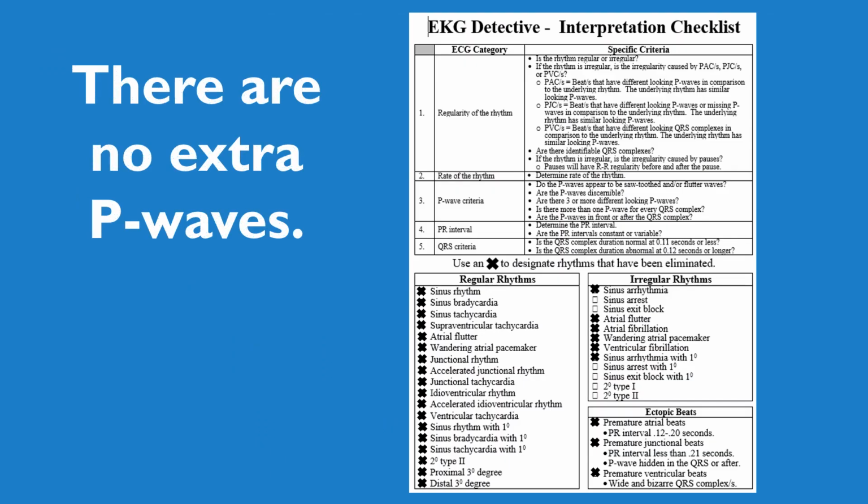For those working through the checklist, since there are no extra P waves, that allows us to get rid of the 2 rhythms on our list that are associated with extra P waves, which are secondary type 1s and secondary type 2s.